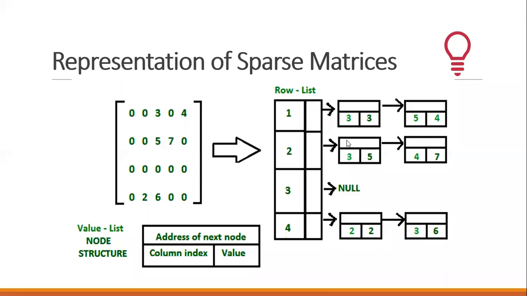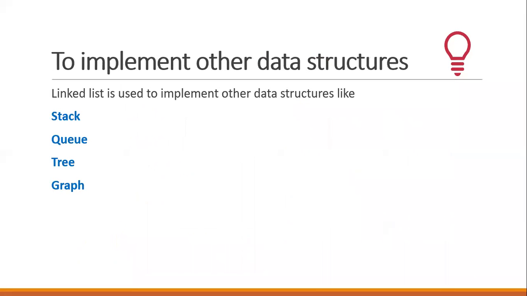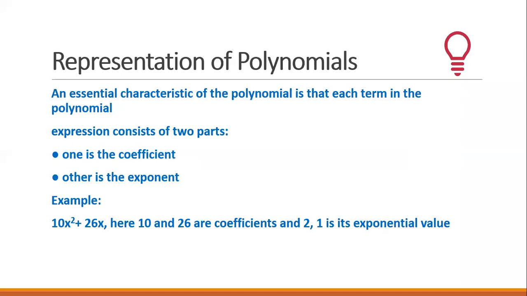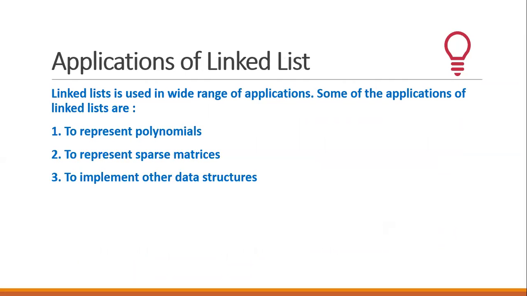So this is how your sparse matrix is going to get converted into a structure like this when we make use of a linked list. So this is about the representation of sparse matrices, which was the second application of linked list. We have already seen in our beginning session today that there are n number of applications wherein linked lists are going to be used, but we are going to see some very important applications which are used on and off.